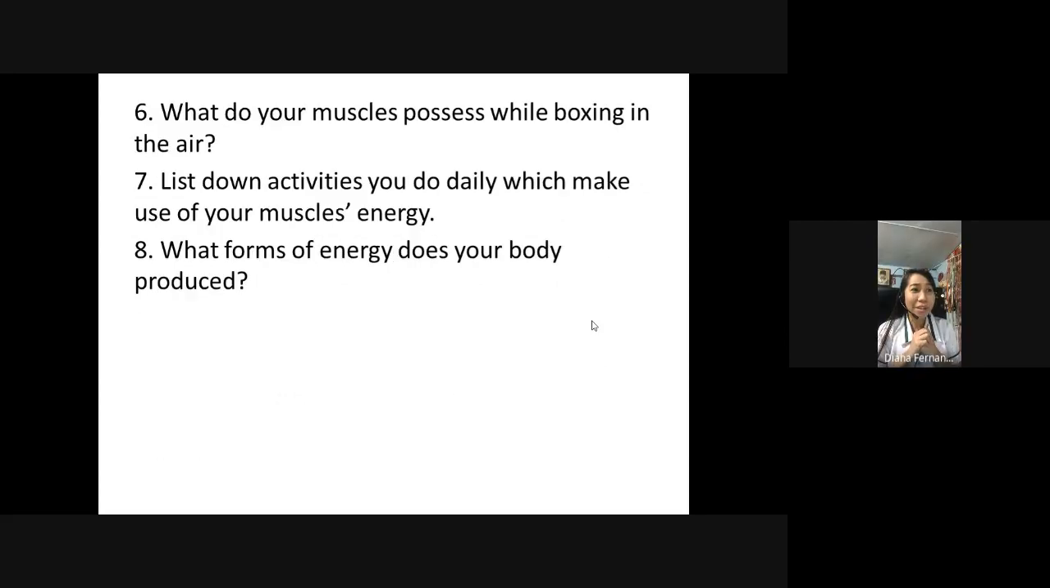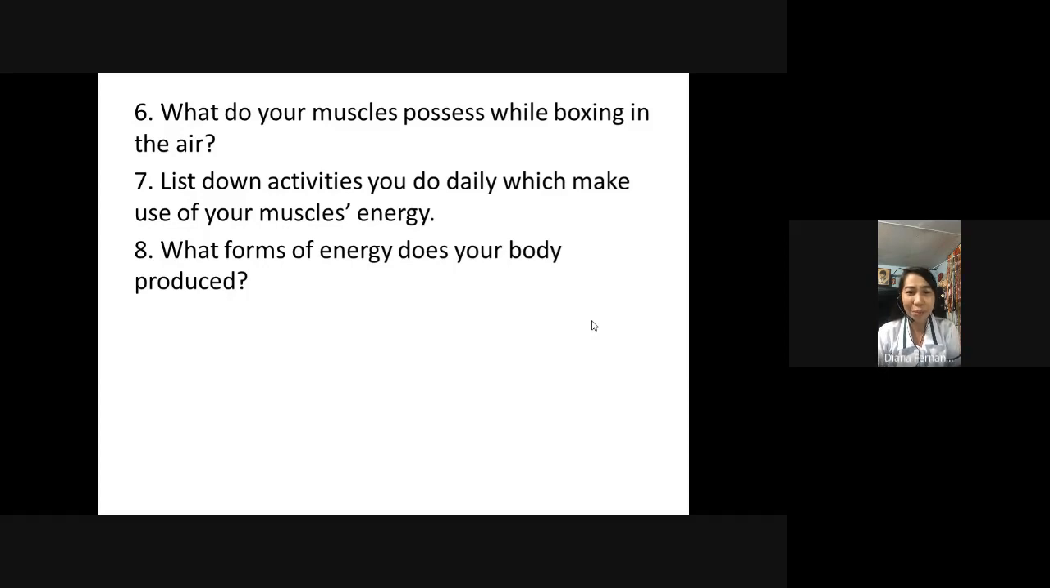So what do your muscles produce while boxing in the air? Okay, doon naman tayo sa pangatlong procedure. So what is present in your muscles habang nagbo-boxing tayo like Pacquiao? Ano yon? Muscles. Lakas. Okay, it is mechanical energy. So, can you list down activities you do daily which make use of your muscles in everyday work?